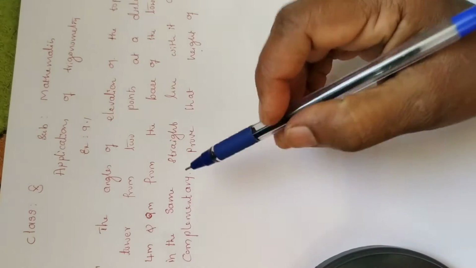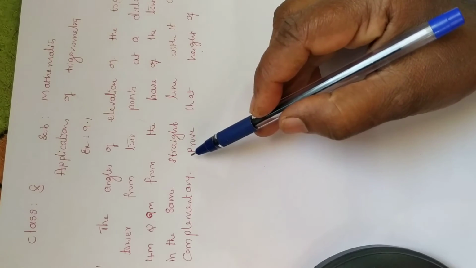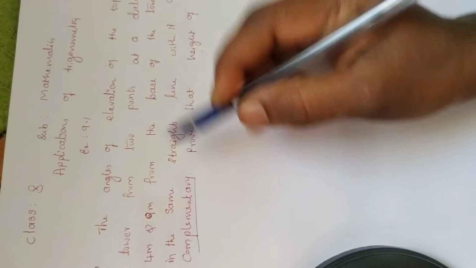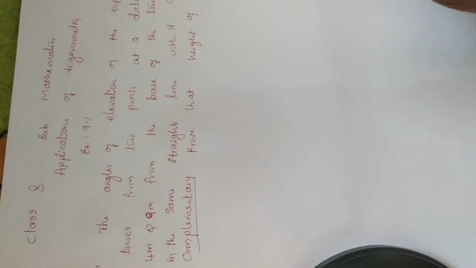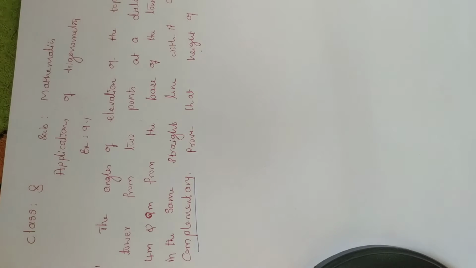Notice here what is the most important point given here. The two angles are complementary. Two angles of elevation of the top of the tower from the points. How many points? 2 points keeping certain distance from the base of tower are complementary. So this is most important. Two angles of elevations are mutually complementary to each other.